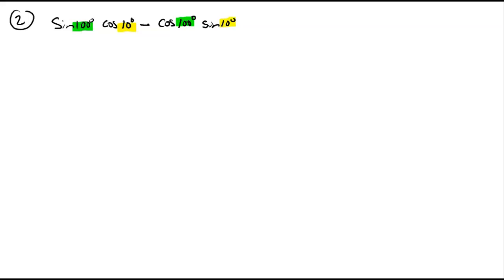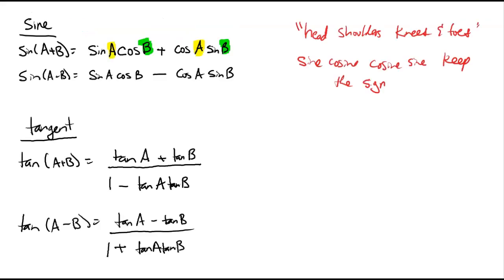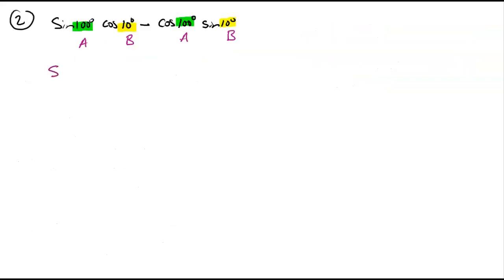So again, this is kind of looking like your identity. So when you don't know, go backwards. So again, this is your A, this is your B. Again, this is your A, this is your B. So we're going to go backwards using our identity, and we are going to write it like that. So I'm going to say that this is the sine of 100, and then keep the sign the same, so minus, and then 10 degrees.